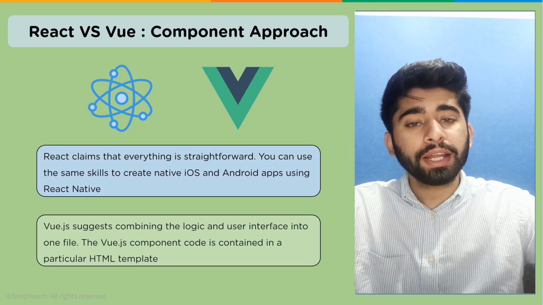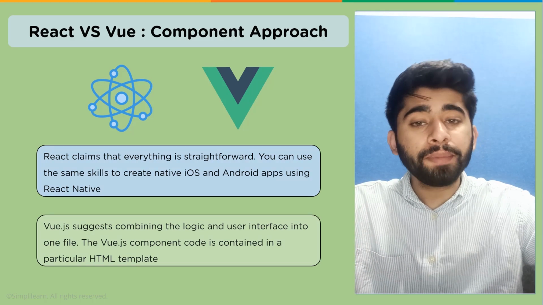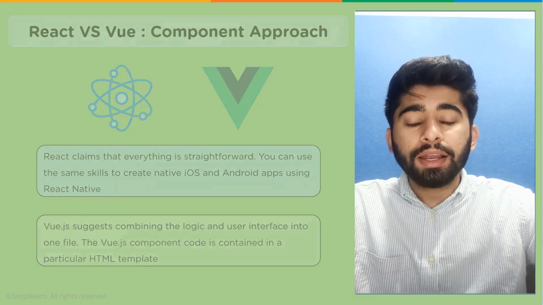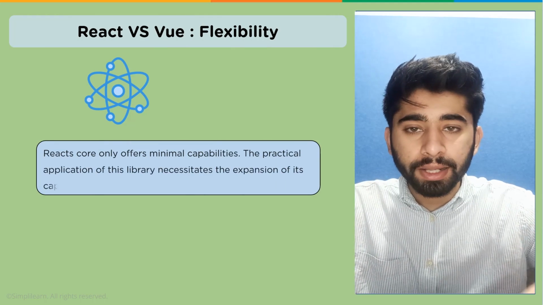JSX allows you to return HTML in JavaScript. Also, JavaScript variables can be assigned to HTML tags. Let's move on to the next part, which is React versus Vue flexibility.